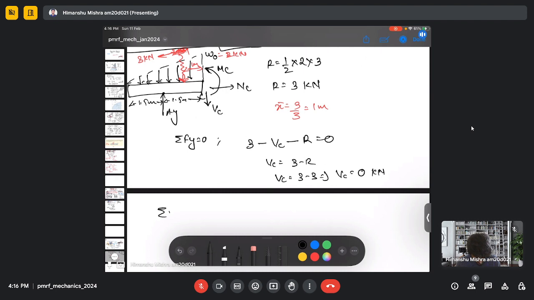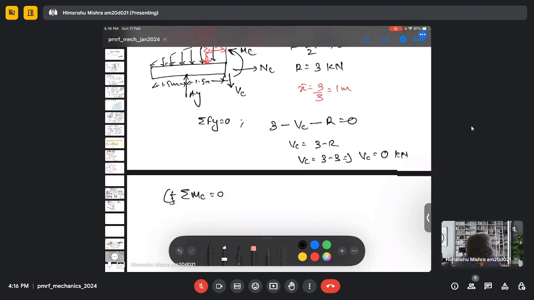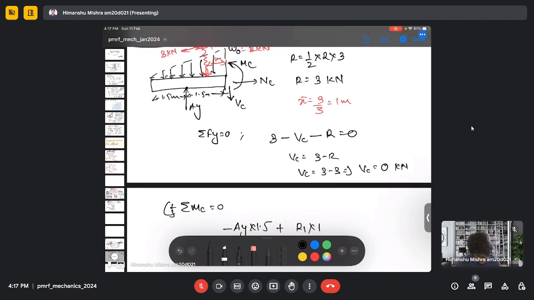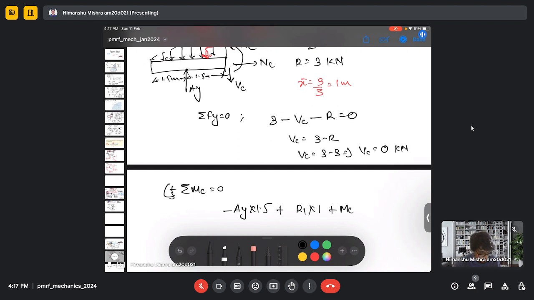and one can find the moment also at point C. So it will be minus AY 1.5 plus R1, which is 1 meter from C, plus moment at C.